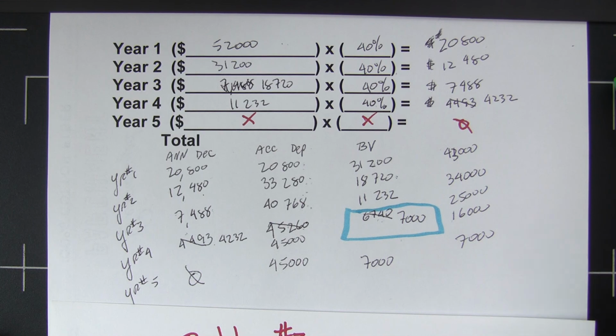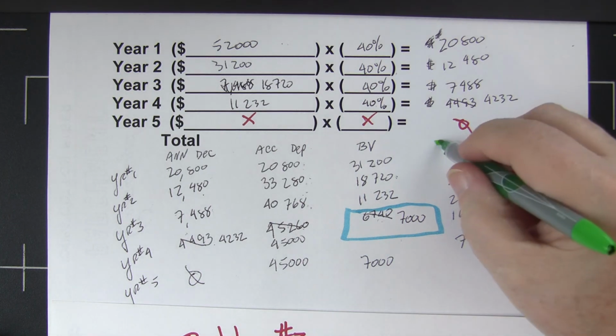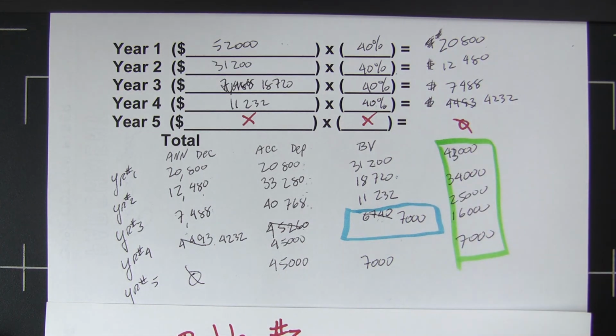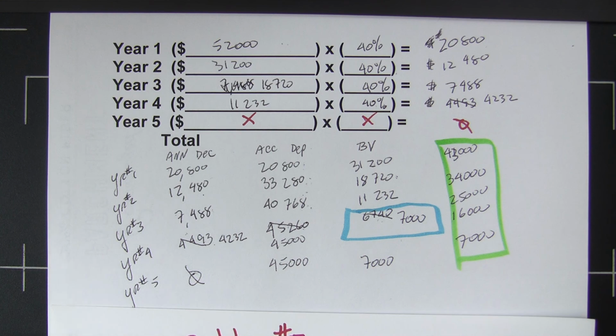So that would be the straight line method. That would be the book values for the straight line method. The blue would be the book value under the declining balance method. Either method is acceptable. Both are very common.